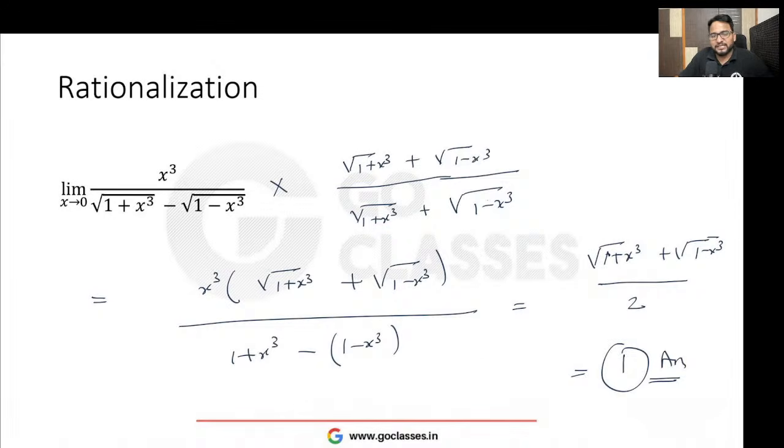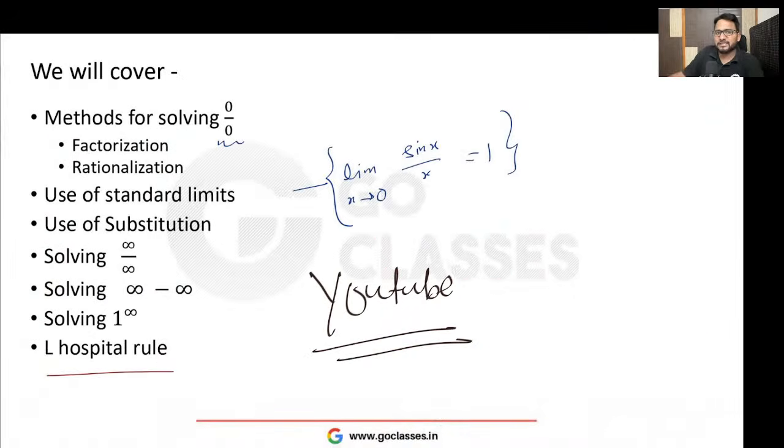Rationalization is basically a method where you multiply by the rational form of the expression. If it is minus, then you multiply by the plus form in the numerator and denominator, and that's how you can solve this particular question. So you multiply by this, finally you get this particular form, and now you can put the limit x tends to 0, and you get 1 as the answer. So rationalization is very easy. Whenever you see a square root or something where you can multiply by the rational form, just do it. These are just tools. Factorization, you just factor it out. Rationalization, whenever there is a chance of multiplying and dividing, you can do it.